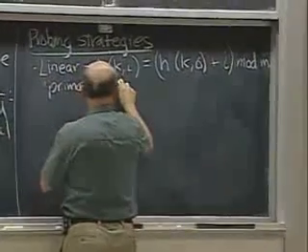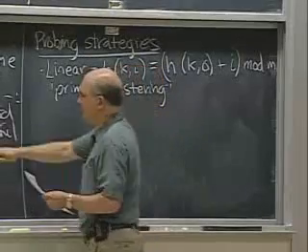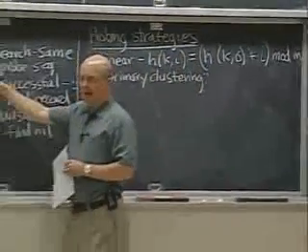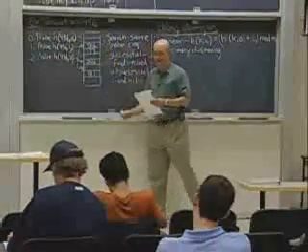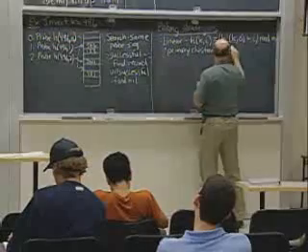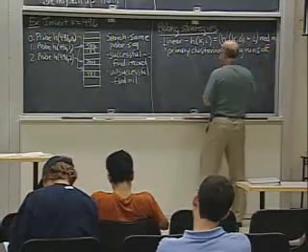So it suffers from primary clustering, where regions of the hash table get very full, and then anything that hashes into that region has to look through all the stuff that's there. So long runs of filled slots.